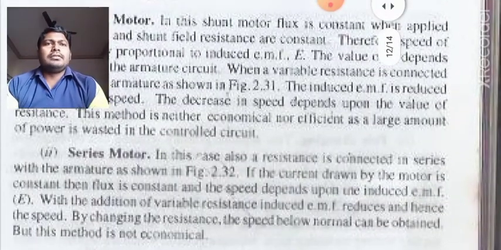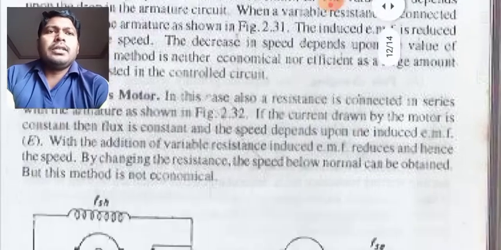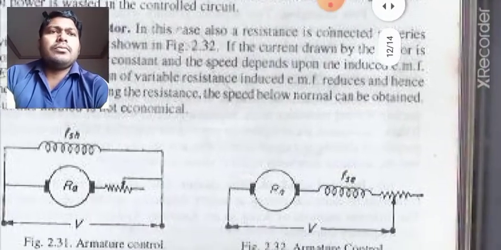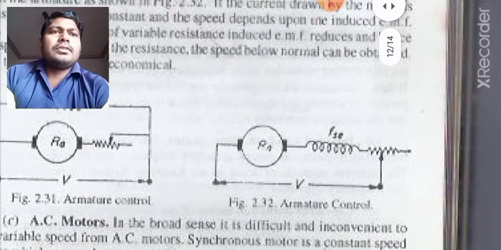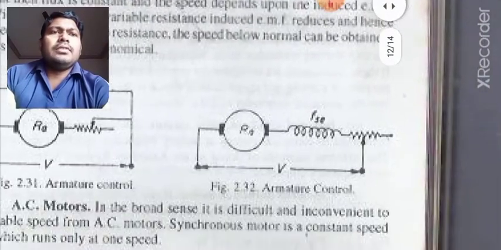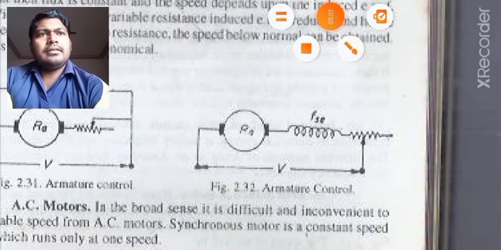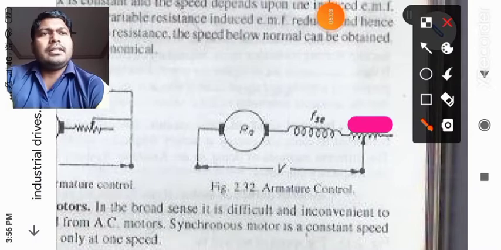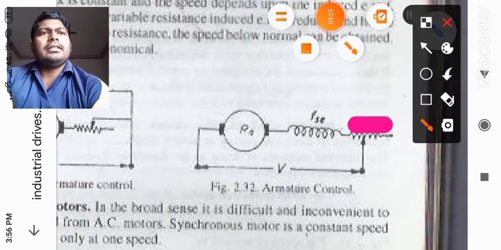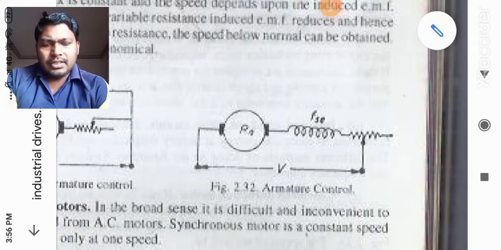Now in series motor, in this case also a resistance is connected in series with the armature, as in diagram 2.32. Let us have a look at diagram 2.32. So this is a series motor. As you can see, there is a resistance connected in series, and due to this resistance there is a variation of current. As a result, flux also changes.